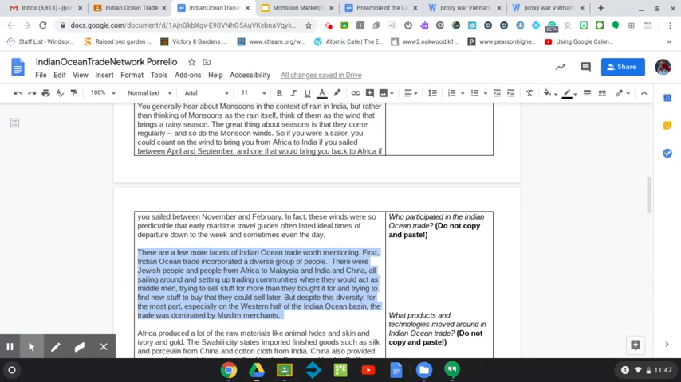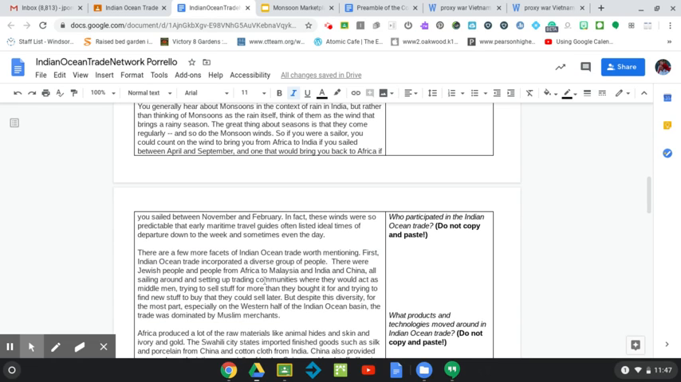There were Jewish people and people from Africa to Malaysia and India and China, all sailing around and setting up trading communities where they would act as middlemen, trying to sell stuff for more than they bought it for and trying to find new stuff to buy that they could sell later. But despite this diversity, for the most part, especially the western half of the Indian Ocean basin, the trade was dominated by Muslim merchants.